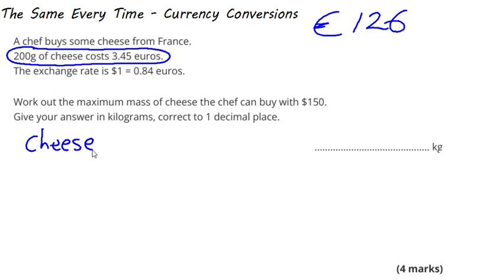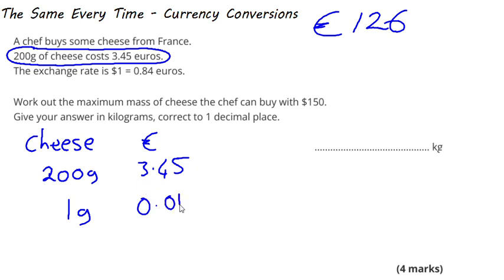I'm going to write down my exchange rate, cheese to euros. 200 grams of cheese is equal to 3.45 euros. So if I divide both of those numbers by 200, 1 gram of cheese, let's see, 3.45 divided by 200 is going to be 0.01725 euros. So 1 gram of cheese is going to be 0.01725 euros.